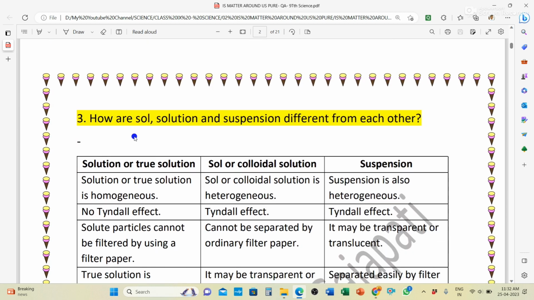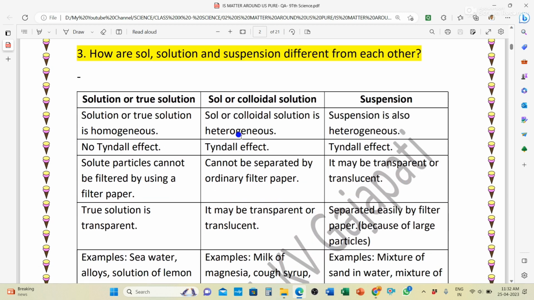Now, how are solution and suspension different from each other? We have to draw a comparison among the three: solution, sol and suspension. First, solution or true solution is homogeneous, but sol or colloidal solution is heterogeneous and suspension is also heterogeneous. In case of a true solution, there is no Tyndall effect. But in case of a sol or colloidal solution, there is a Tyndall effect. And in case of a suspension, there is also a Tyndall effect.